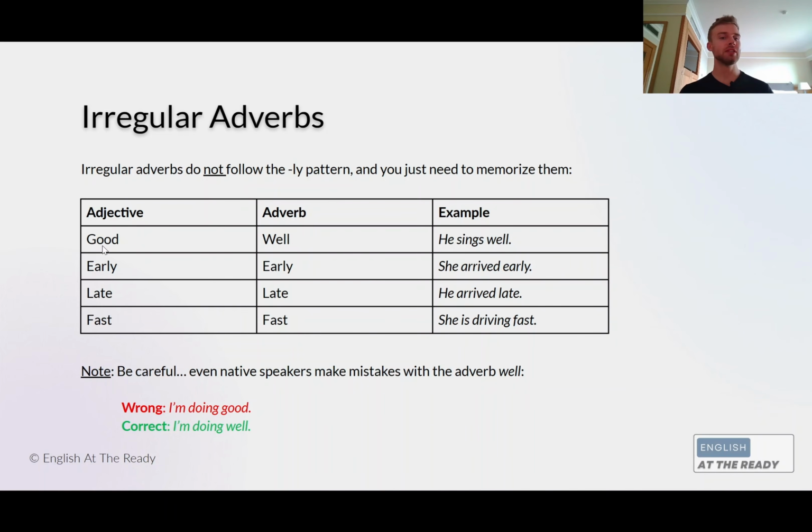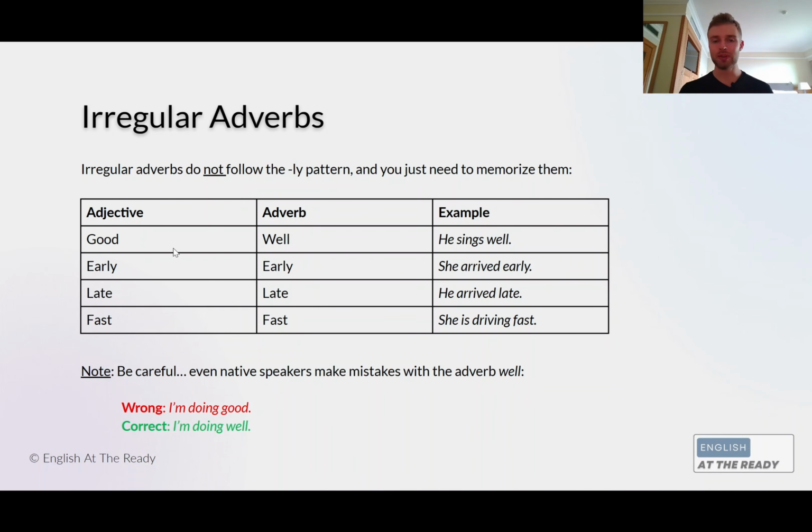So, the adjective good. The adverb is well, okay? So not goodly, but well. He sings well. Early stays the same. She arrived early. Late also stays the same. He arrived late. And fast stays the same. She is driving fast. So there's no word such as fastly, that does not exist. We would just say fast. Now, only 4 words here, very easy to memorize.